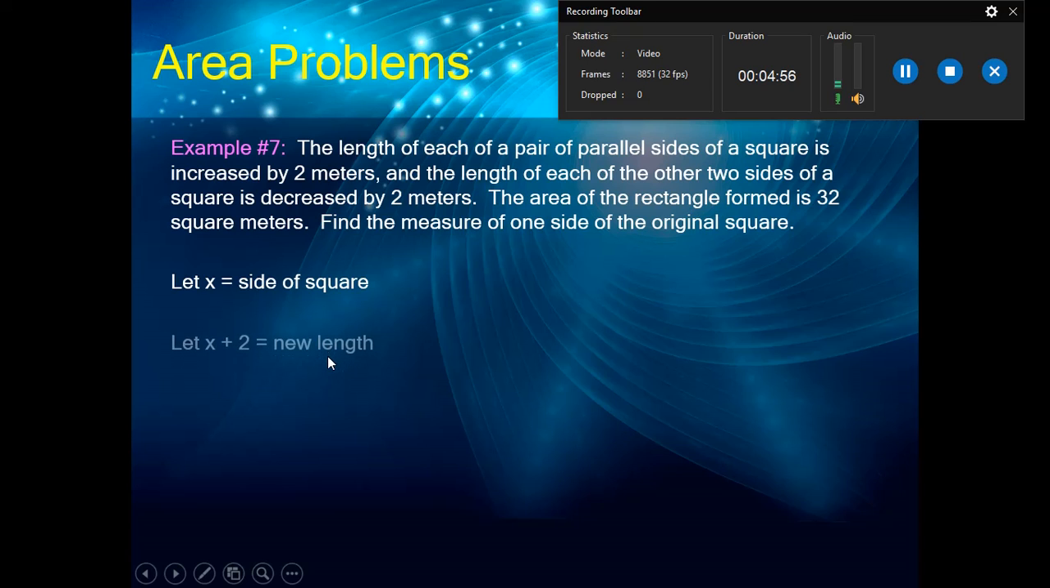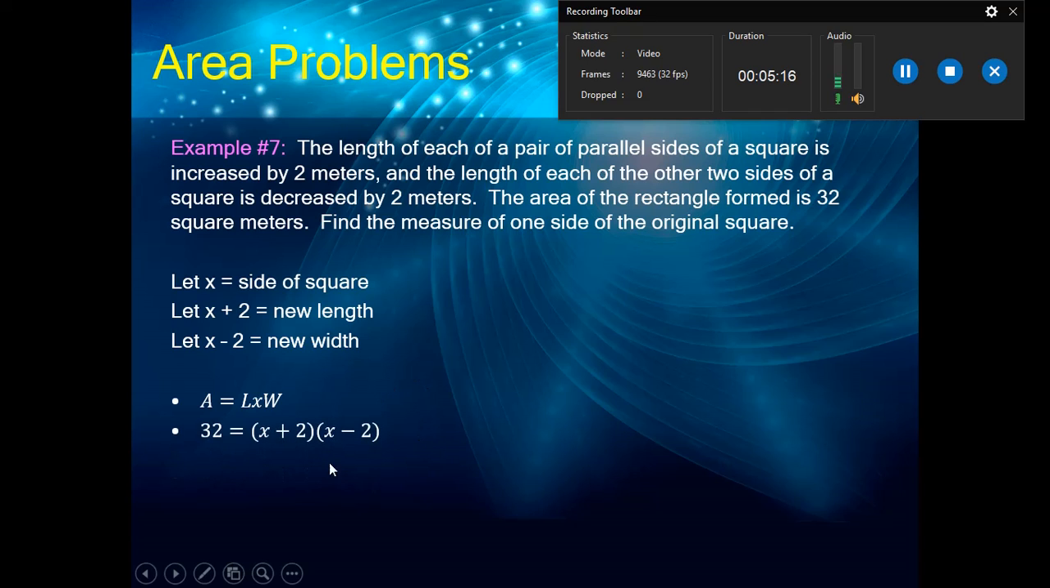If I increase one side, I'll have a new length. And if I decrease the side, I'll have a new width. And it really doesn't matter who you call length and width. The area is 32 square meters. So we'll start with our formula. I'm going to sub in 32 for the area, and then I'm going to use the new dimensions of my rectangle.